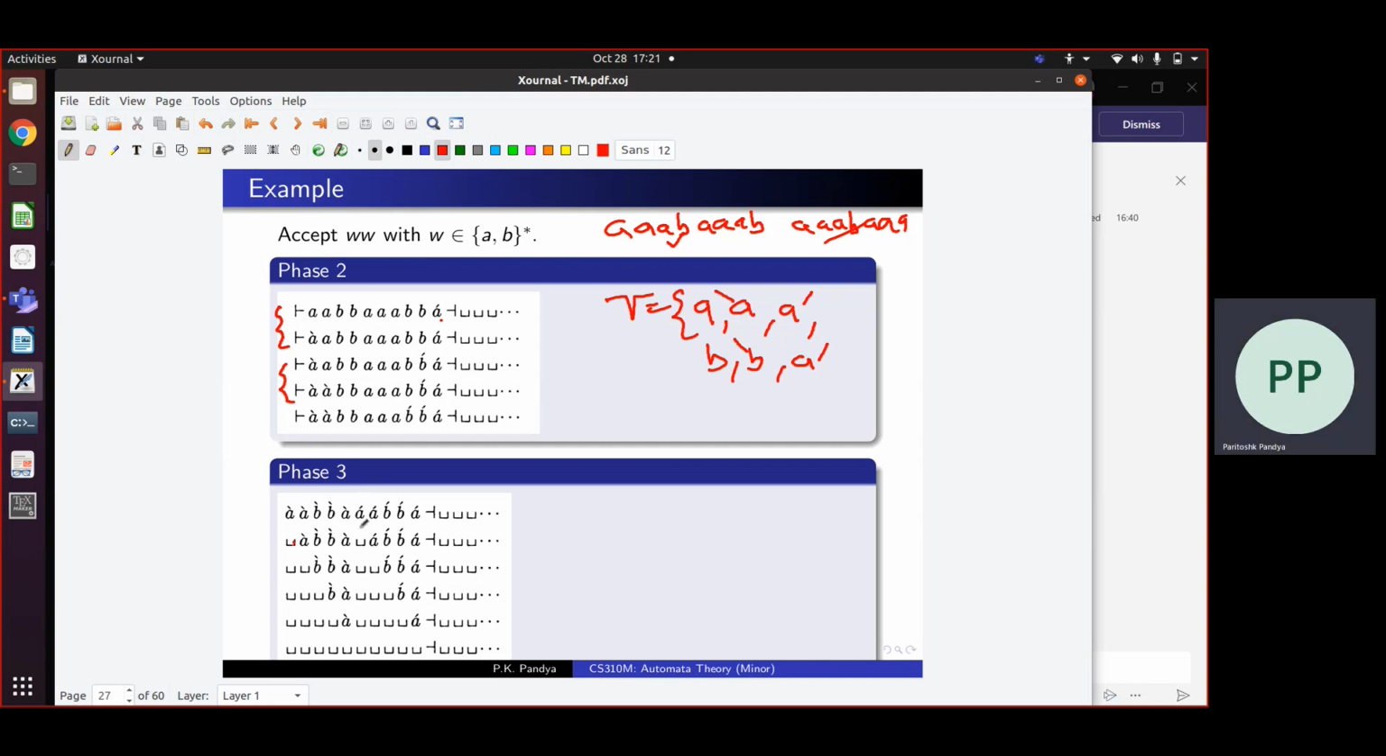You will then check that the first right symbol is also an A. So you match the first left A with the first right A, and you erase both of them. If the first left symbol is A and the first right symbol happens to be B, then the two halves are not equal and you will go to the reject state. But if they are the same symbol, you will erase both of them, and then you will come back.